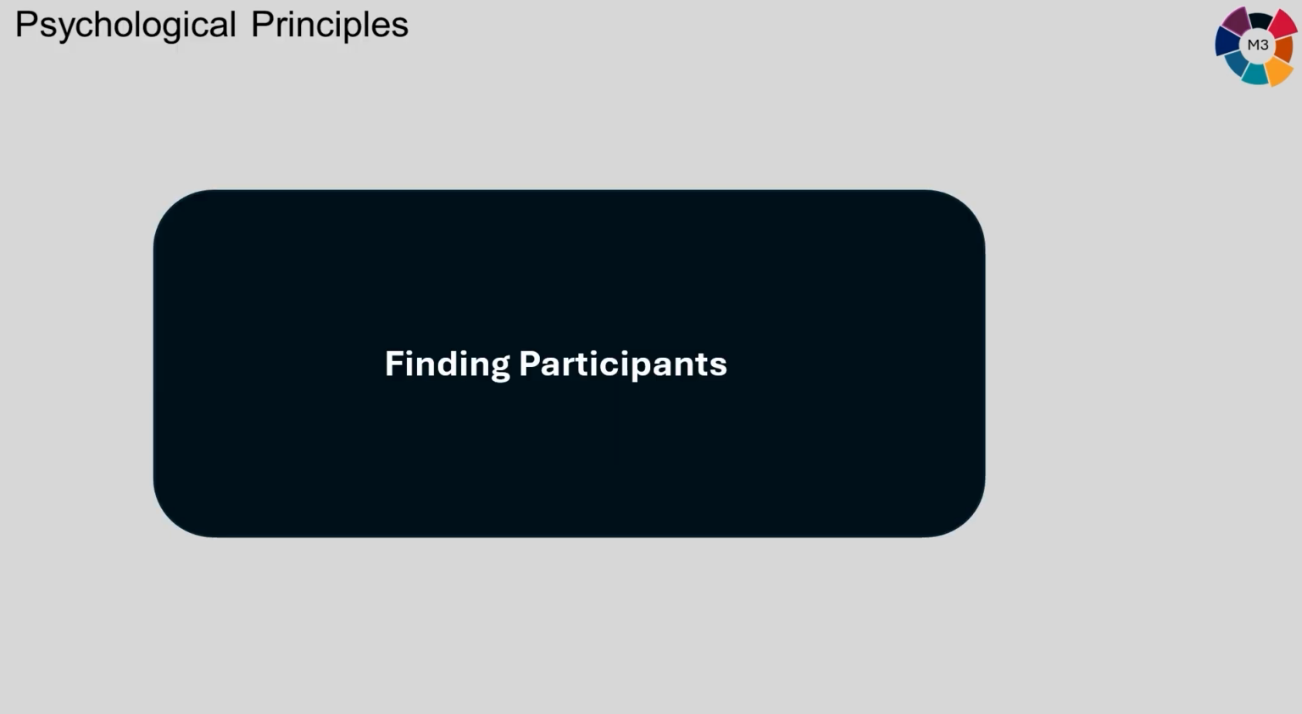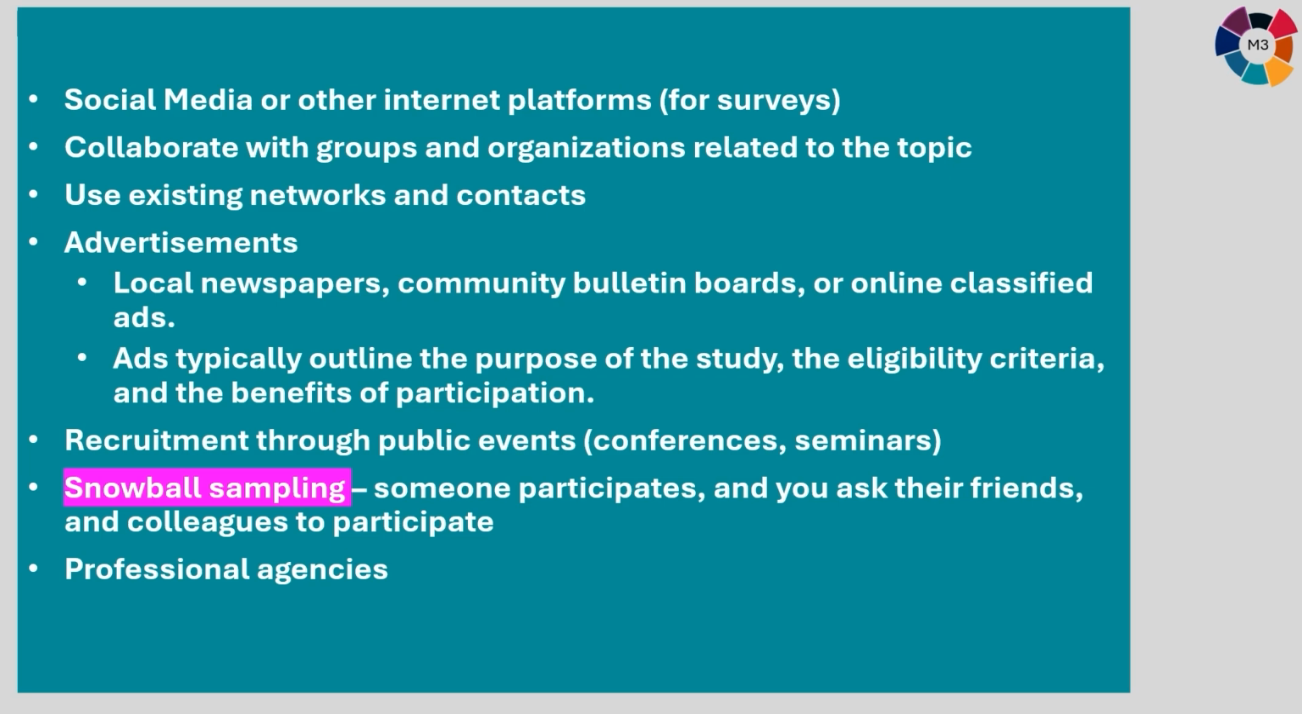Now let's discuss finding participants. Some of the ways that we find participants for studies include using social media or other internet platforms for surveys, either to distribute those surveys or to recruit participants. We also collaborate with groups or organizations that could be related to our topic. We use existing networks and contacts. We can use advertisements like local newspapers or other publications, community bulletin boards, or online classified ads. These ads typically outline the purpose of the study, the eligibility criteria, and the benefits of participation, if there are any.